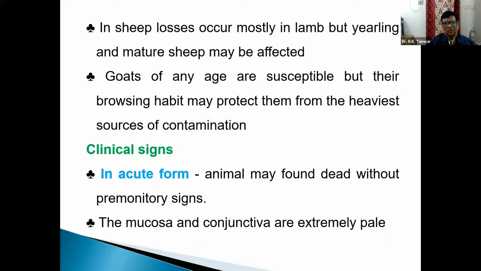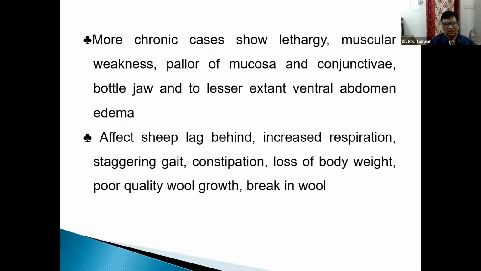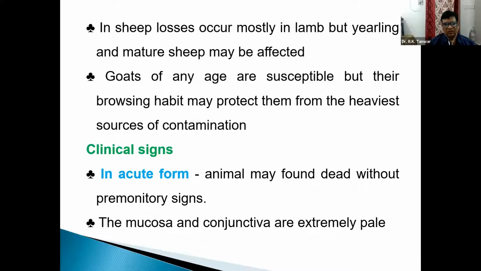In sheep, losses occur mostly in lambs, but yearling and mature sheep may be affected. Goats of any age are susceptible, though their browsing habit may protect them. So, the number of cases is more in sheep as compared to goats. Clinical signs: the animal may be found dead without premonitory signs.